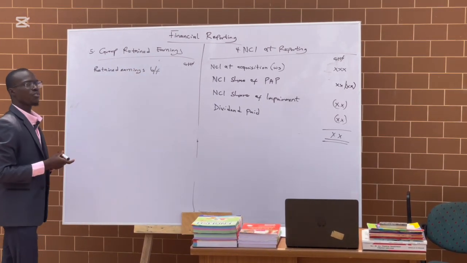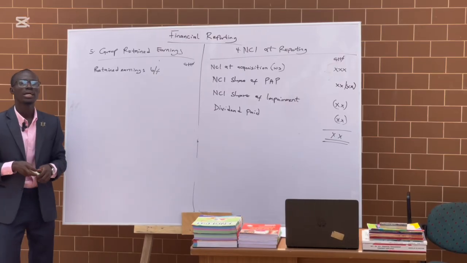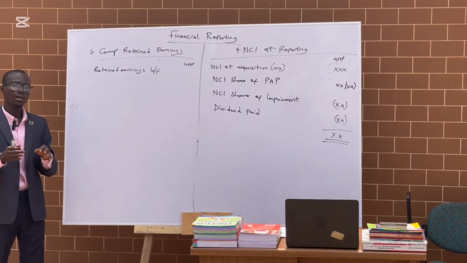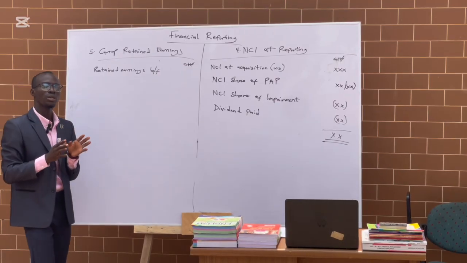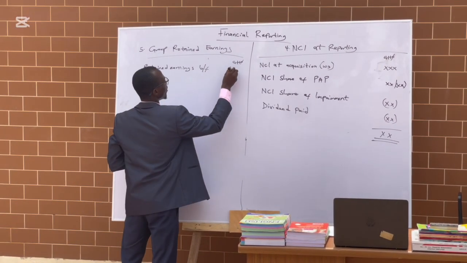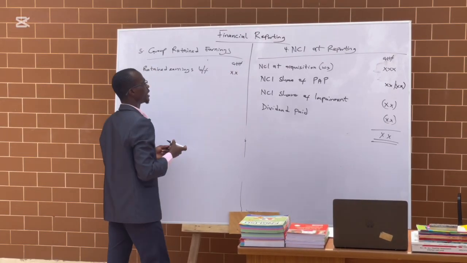So retained earnings brought forward, you will pick this figure from the statement of financial position when it comes to the equity side. Then you concentrate on the parent aspect. You bring it from that side.